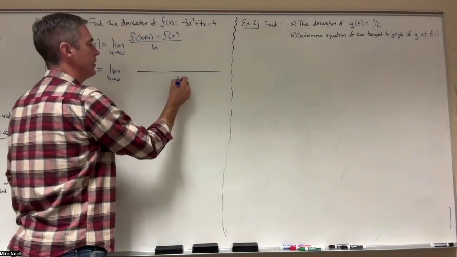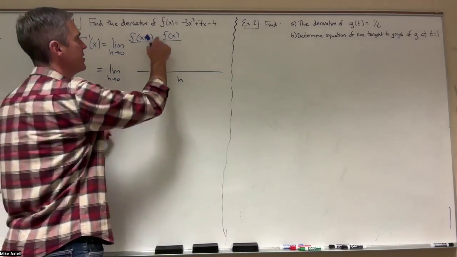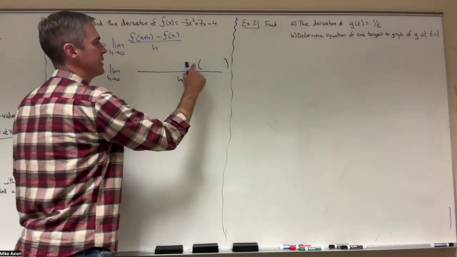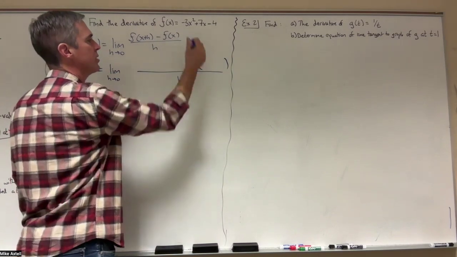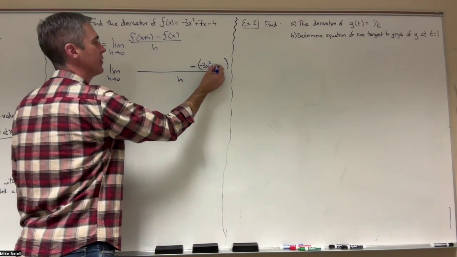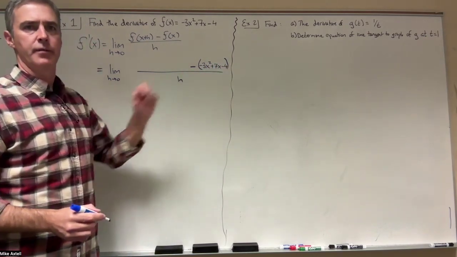Just throw in my denominator. And I'm going to throw in my f of x first just because it's easy. So there's a subtraction sign. And then in parentheses, because I want subtraction to hit all of f of x, I'm just going to copy in negative 3x squared plus 7x minus 4, okay? So there's my minus f of x.